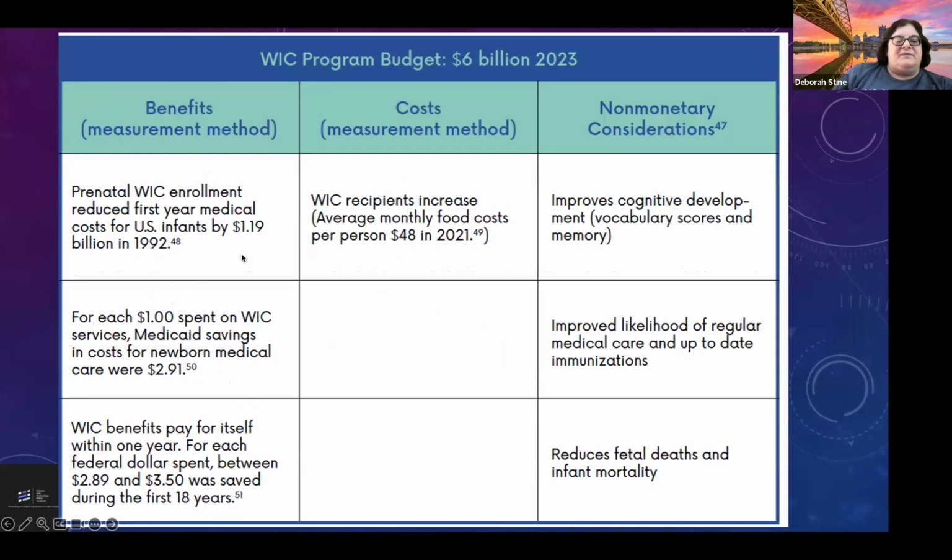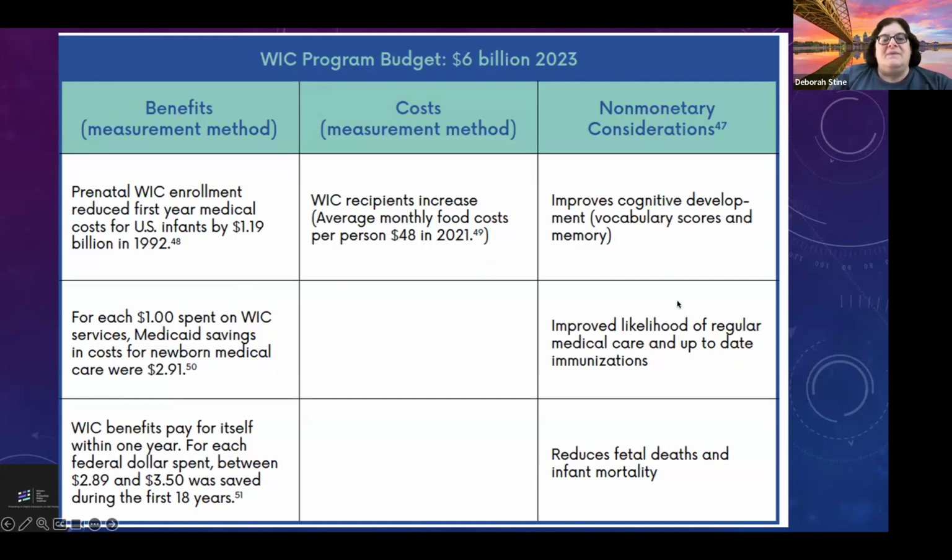And so one benefit was prenatal WIC enrollment reduced first-year medical costs for U.S. infants by 1.919 million. It saved money for Medicaid, and they paid for themselves within a year. The cost, I was able to find how much it costs per person for the Medicaid, for the WIC program if the number of participants increased. Right now, 40% of those who are eligible do not participate, and that was the audience I was focusing on.